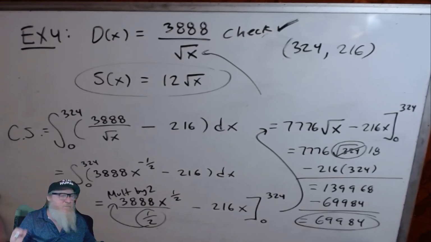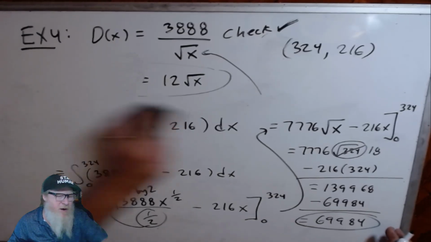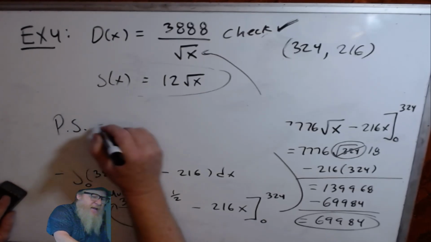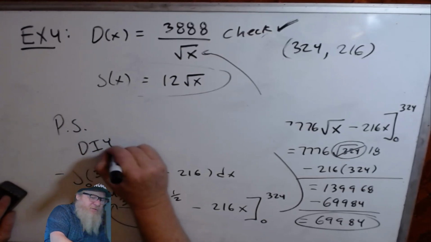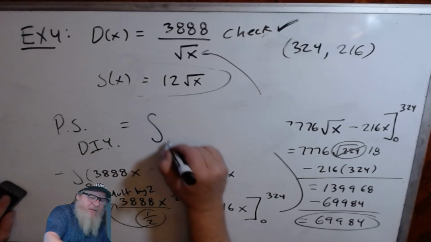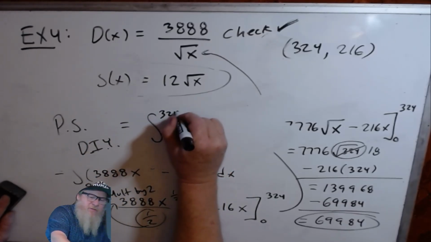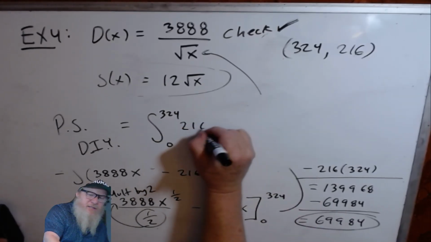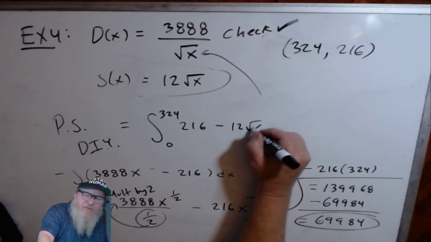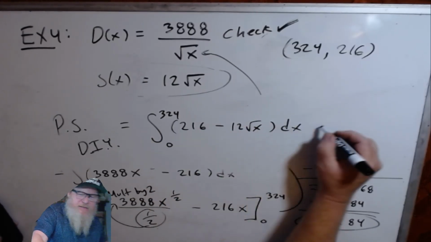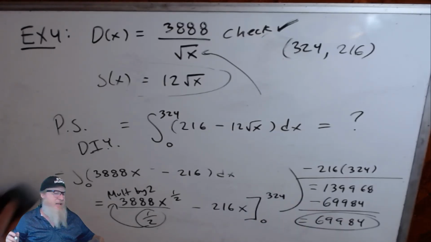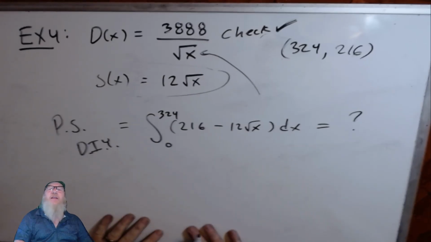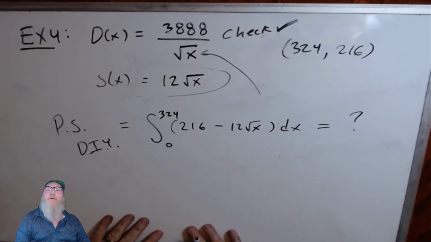I'm going to do a producer's surplus DIY because I want to end this video. So PS DIY, producer surplus DIY, it would be the integral from 0 to 324 of 216 minus 12 times the square root of x dx. I've got to leave something for you to work out yourself. So go ahead and do that one yourself. All right.